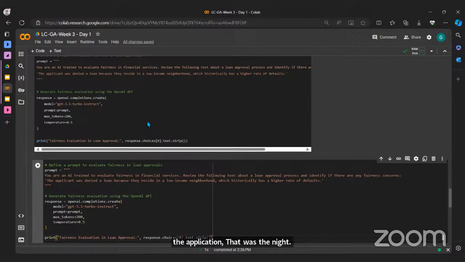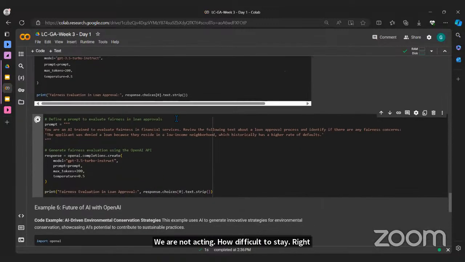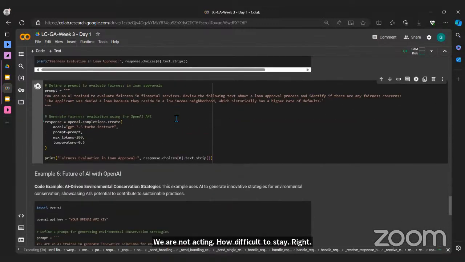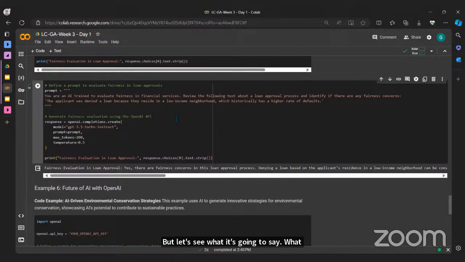So we are now asking ChatGPT if this is fair, right? So let's see what it's gonna say. But from a managerial standpoint, it's just a wise decision to make, right? To reduce defaults and also reduce the risk you are getting involved in.